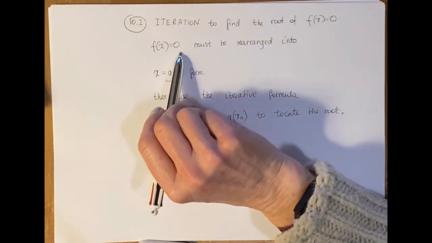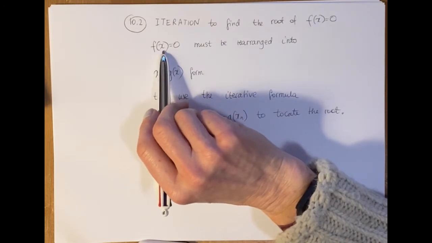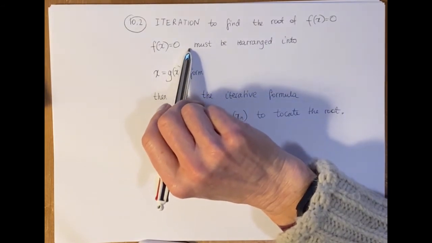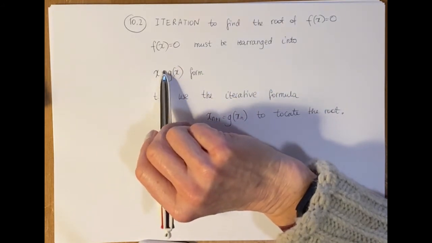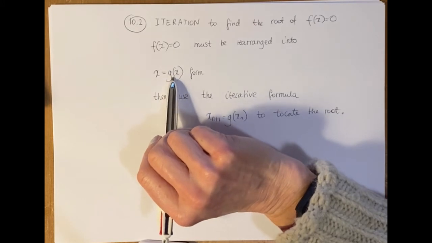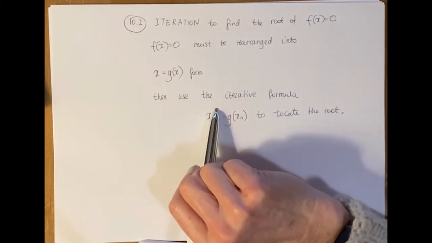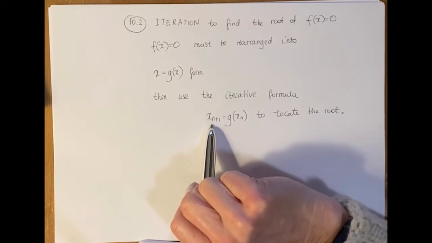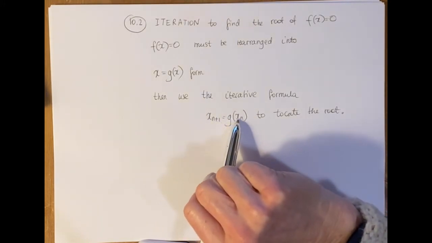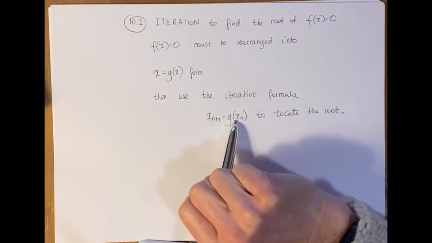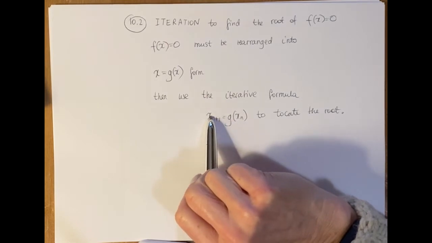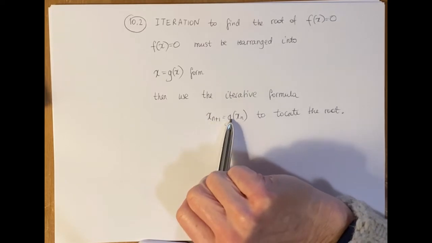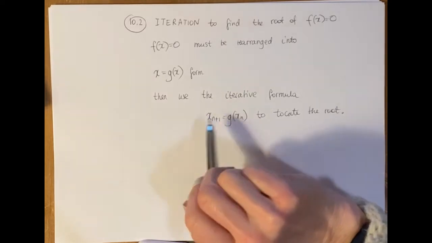So the method is, first of all, you must start with an equation f of x equals 0. If it's not arranged in that form, you've got to rearrange it. Then you are manipulating it in such a way that you get an equation x equals another function g of x. So that must be written. And then you're going to use the iterative formula x of n plus 1 is equal to g of x of n. So if you've got a starting value, you substitute it into the function g, and then you obtain the first approximation. Then you substitute that back into g to get the second, etc., etc.